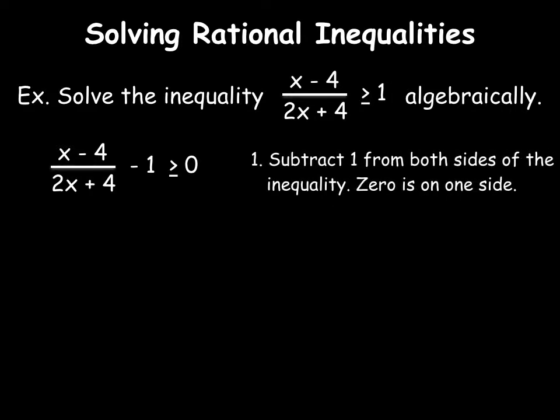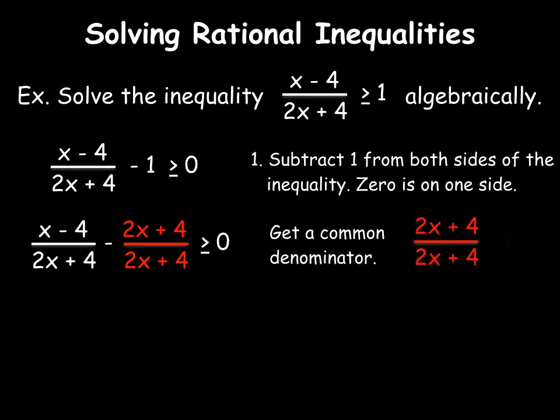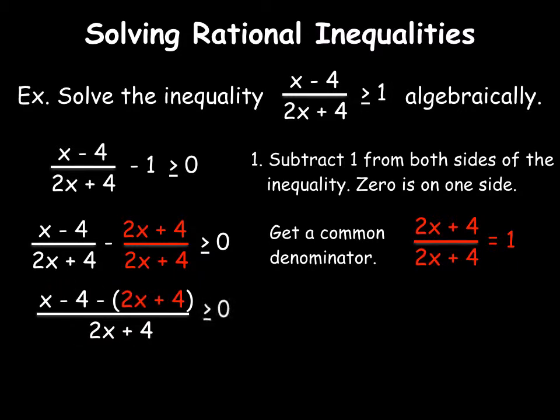We want 0 on one side. Now we want to simplify, so it's necessary to get a common denominator in order to subtract fractions. Note, (2x plus 4) over (2x plus 4) is equal to 1 for all values that it is defined for. Now subtract only the numerators.